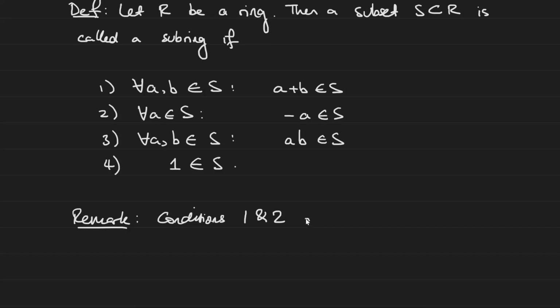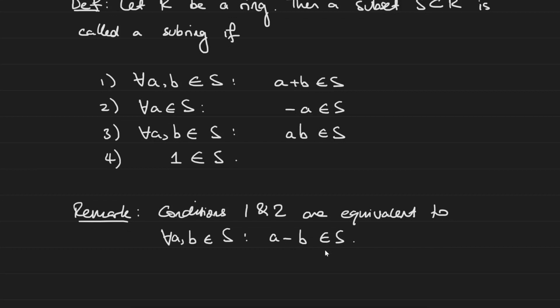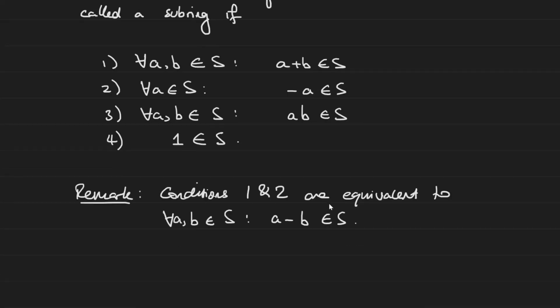Conditions 1 and 2 are actually equivalent to requiring that for all A, B in your subset S, it holds that A minus B is also in your subset S. So to see this, first of all, notice that 0 must be in S, because if you just take the same element and subtract it, you get 0, so 0 is in S. But now if you take A to be 0, then this forces the negative of B to also be in S, which is the second condition. And once the negative of all elements is inside of S, then if you just replace B with its negative, you have A plus B, which gives you back the first condition. So if you really want to, you can just replace those conditions with this one, and there's only 3 conditions left to check.